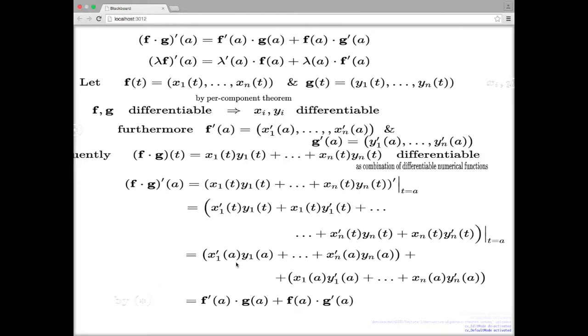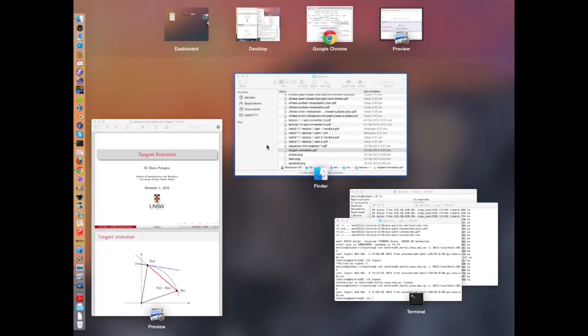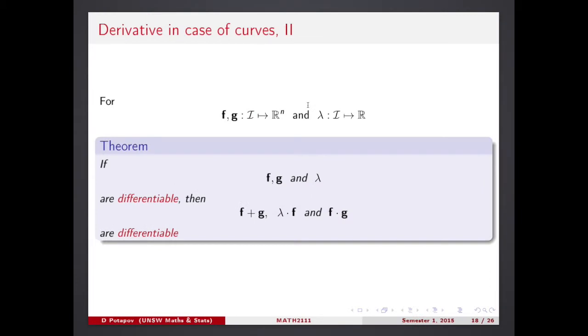Any questions? Well, if you don't have any questions, let's go to my main slides. I think that's all you need to know from the computational point of view.